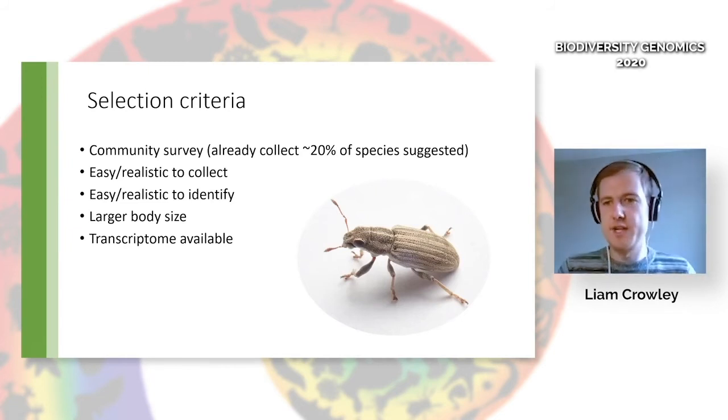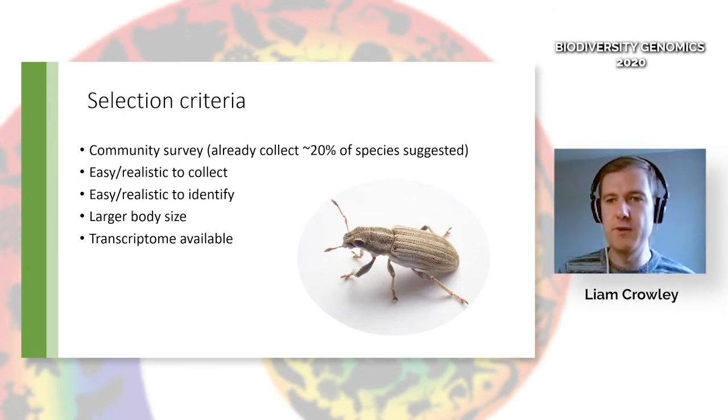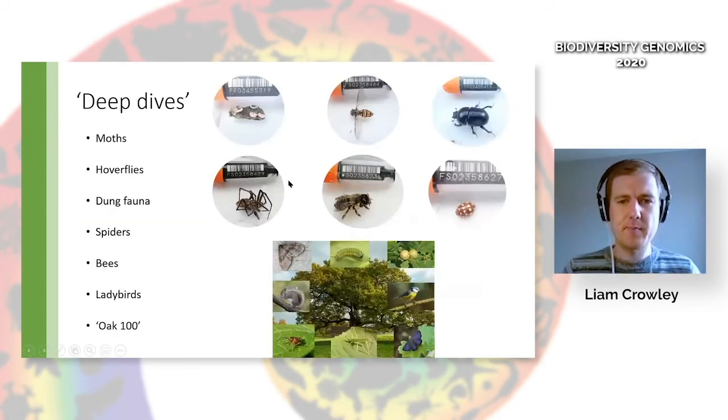And there are several other concerns based around practical and logistical constraints, such as how easy and realistic it is to collect and identify these species, and other practical concerns such as, all being equal, we'll go for species with perhaps a larger body size, or whether there's a transcriptome already available. So in the initial phase, we are looking for low-hanging fruit.